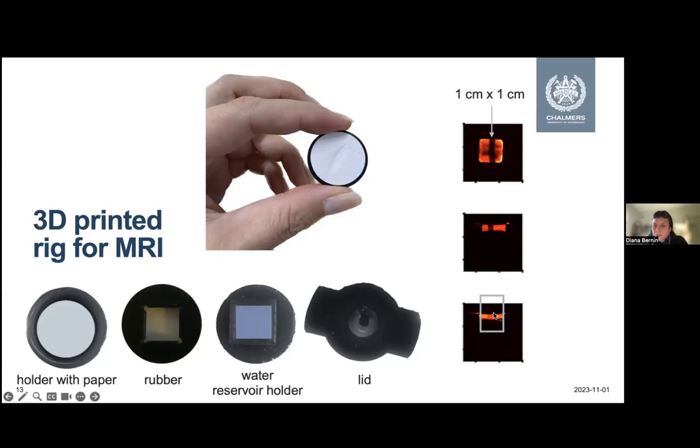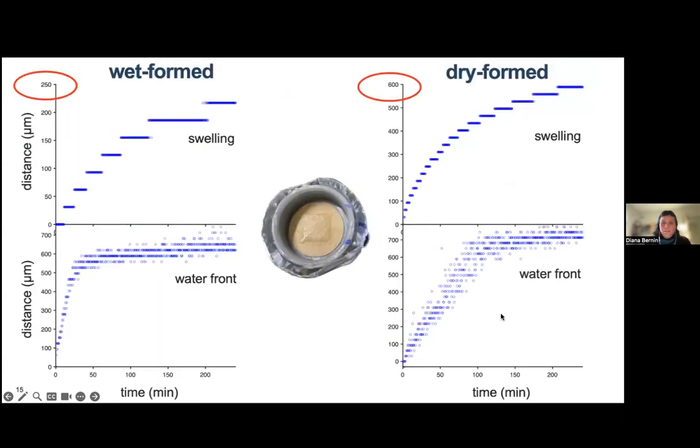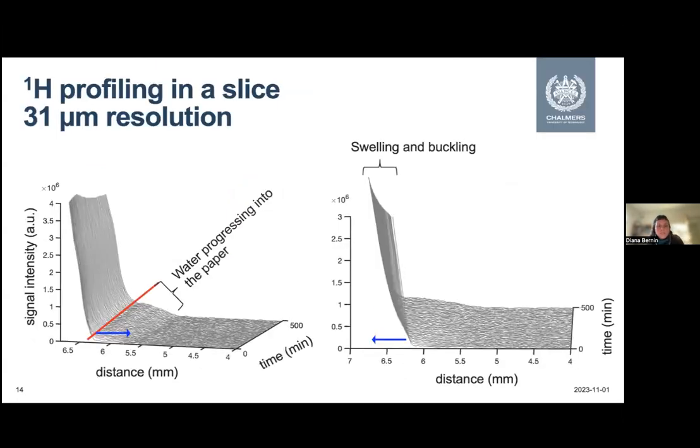Then we average over this area. So we take a profile, we basically collapse this dimension, so we only have the average in this. And then it looks like this. So it's called 1H profiling. It's still like an imaging technique, but it's optimized to be fast and also to get a rather good resolution, which is here 31 micron.